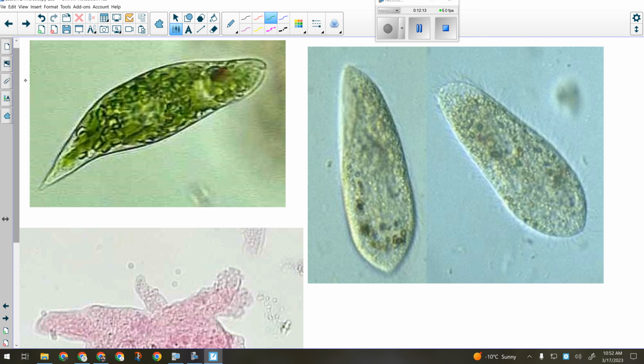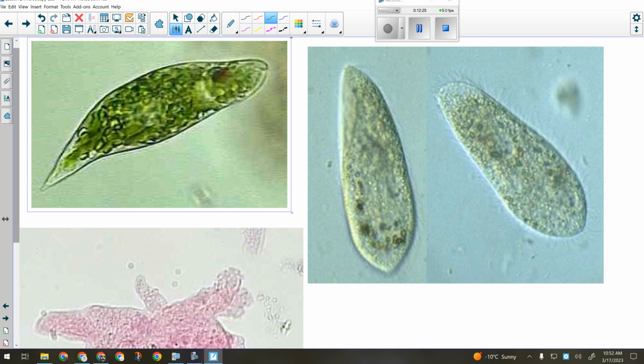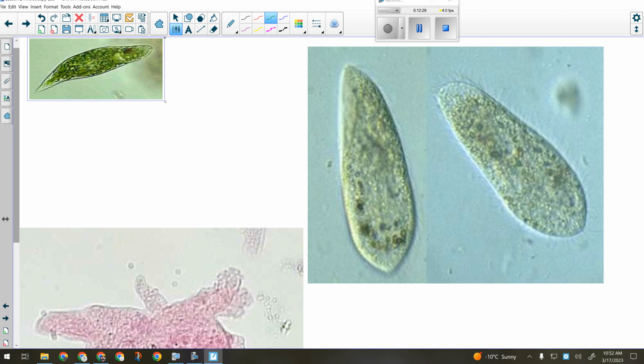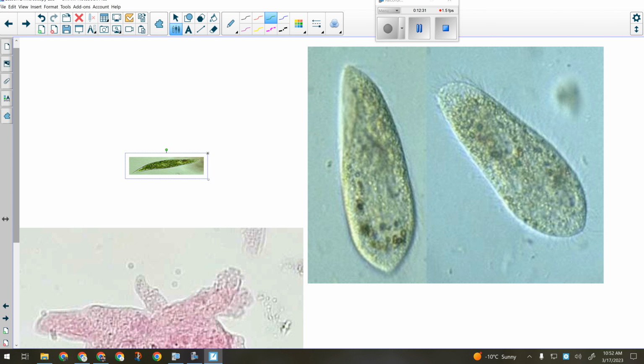Then you will grab the slide for the euglena. This picture does not show the euglena as it's going to appear for you. It is about the same shape as the paramecium. But it'll look about like that, even on high power. Okay, they're not very big.